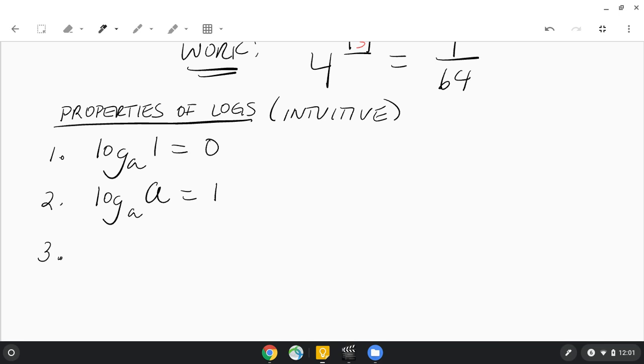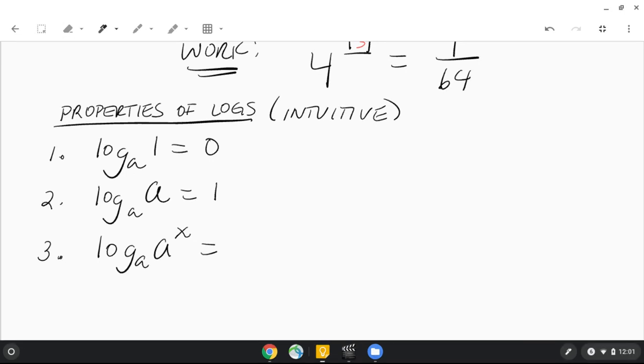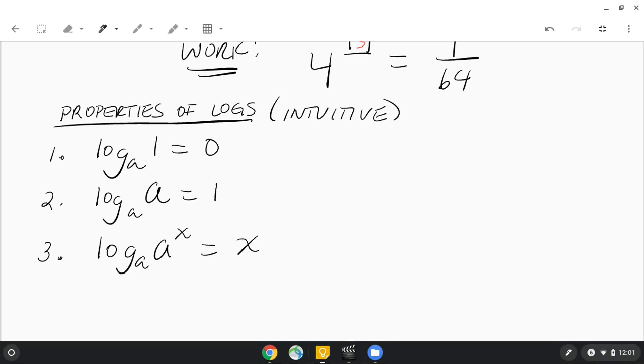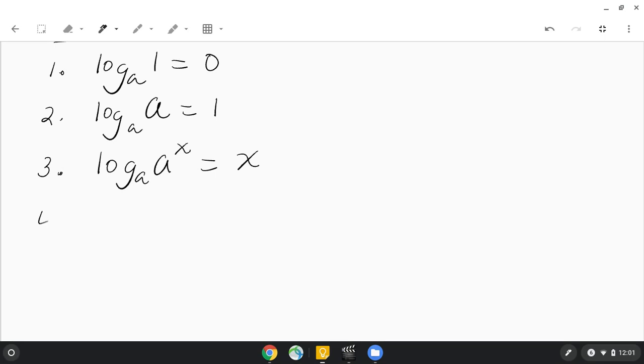Okay, and what about this one? Log base a of a to the x. Okay, so here, a to what power will give you a to the x? Should be x, right? A to the x is equal to a to the x. Okay, and this fourth one here, this one is not as intuitive. So let me explain this one.